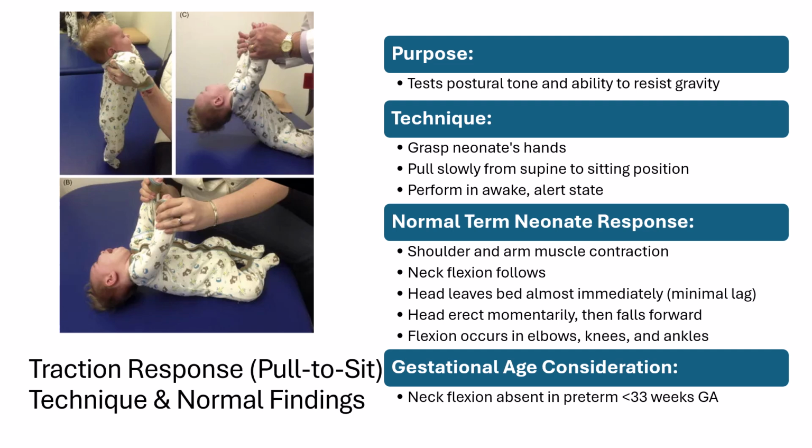The traction response, or pull-to-sit maneuver, tests postural tone by evaluating the neonate's ability to resist gravity. The technique involves grasping the infant's hands and slowly pulling from supine to sitting position while the baby is awake and alert. In normal-term neonates, you should observe shoulder and arm muscle contraction, followed by neck flexion. The head should leave the bed almost immediately, with only minimal leg lift, remain erect momentarily when sitting, then fall forward. Additionally, flexion occurs in the elbows, knees, and ankles. Remember that neck flexion is normally absent in preterm infants less than 33 weeks gestational age.